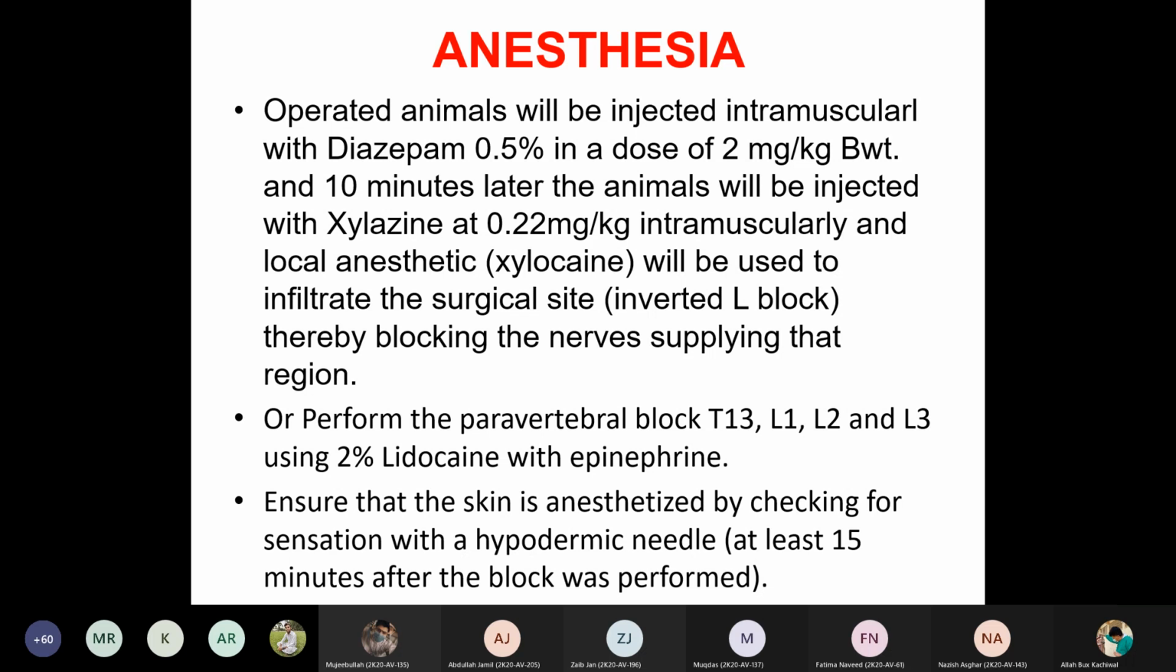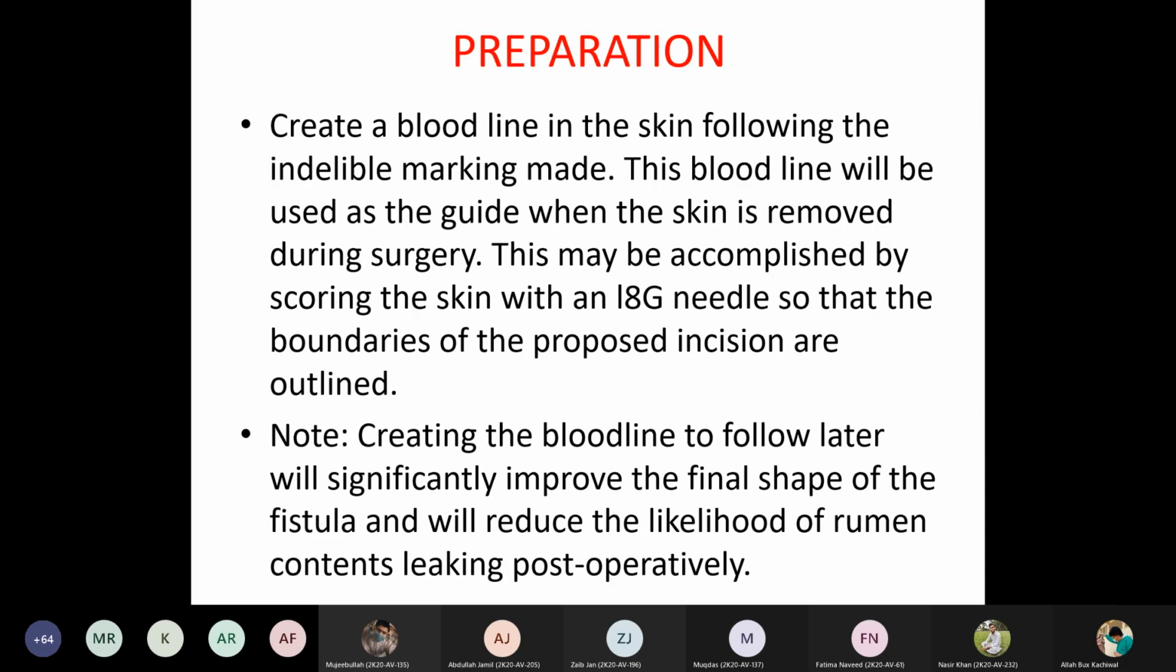So perform the paravertebral block at T13, L1, L2, L3 using 2% lidocaine with epinephrine. Ensure the skin is anesthetized by checking for sensation with a hypodermic needle at least 15 minutes after the block was performed, so that we see the animal doesn't sense in the skin. Then we perform the incision on the left side of the flank region to cut down the skin.